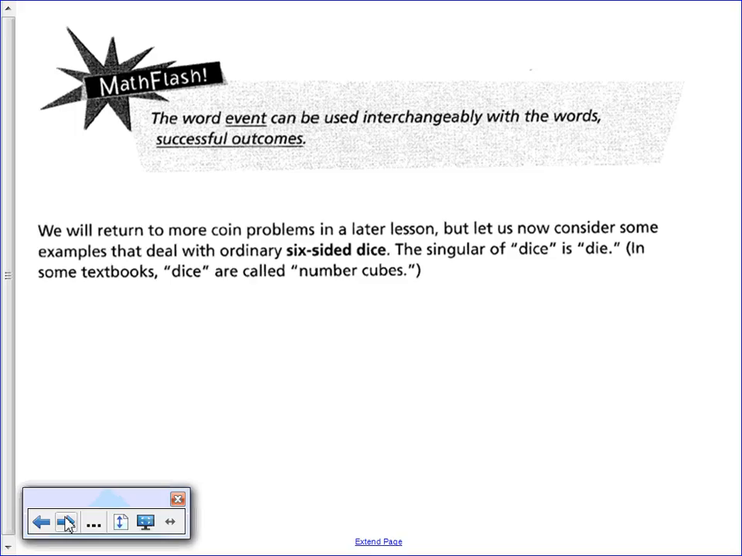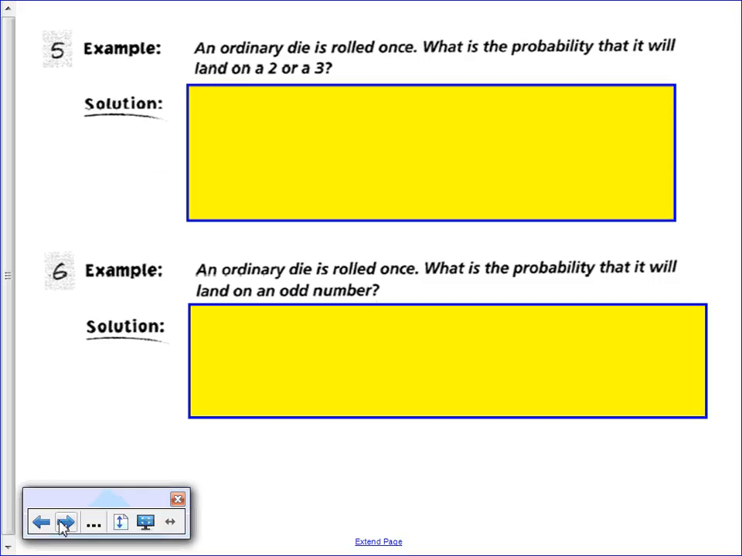Let's move on from coins to dice. An ordinary die is rolled once. What's the probability that it will land on a 2 or a 3? 2 out of 6, which is 1/3.